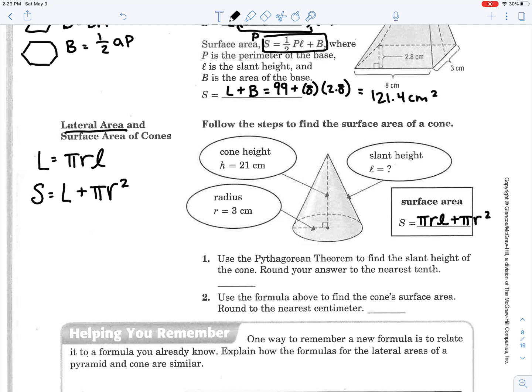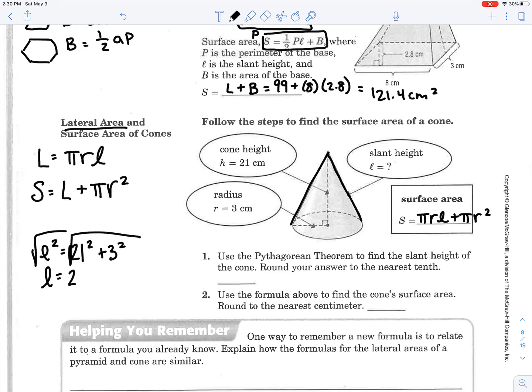It says use the Pythagorean theorem to find the slant height first. If we look here, this is 3, this is 21. So my slant height would either be here or here. It's going to be the same on either side. We could say L squared equals 21 squared plus 3 squared. So we'll have to take the square root of both sides to find what L is, and it wants us to round it to the nearest tenth.